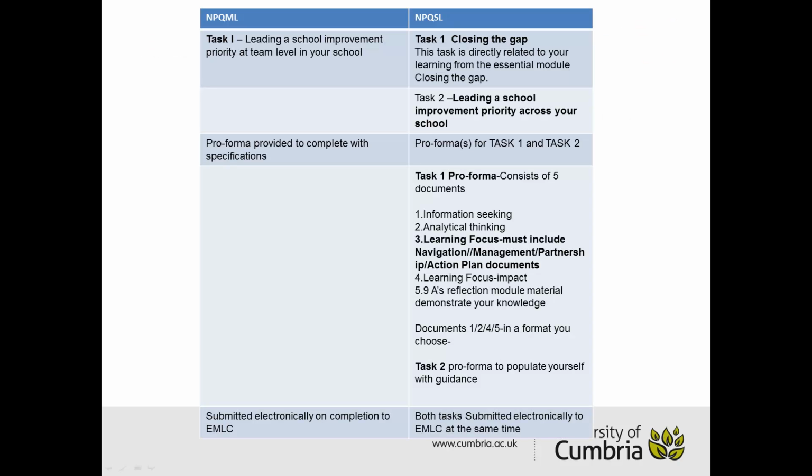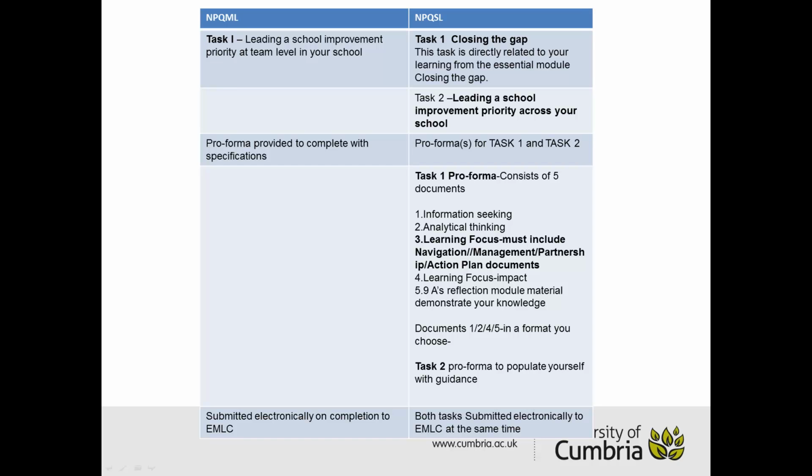There are some distinct features about the two assessments, but if I talk first of all about NPQML, NPQML requires one task to be completed. The one task is leading a school improvement priority at team level. There is one proforma to be submitted at the end of the project, and this is submitted electronically to EMLC.